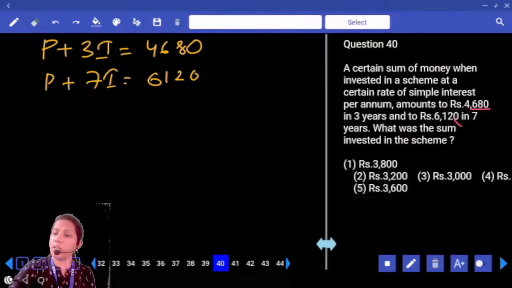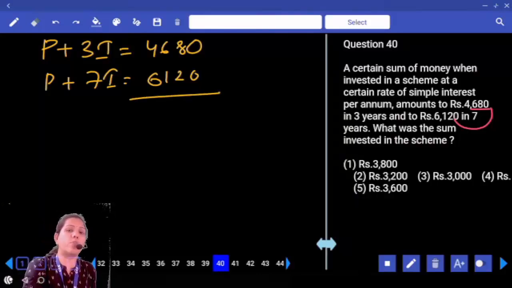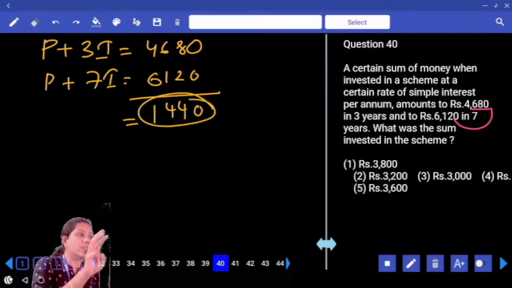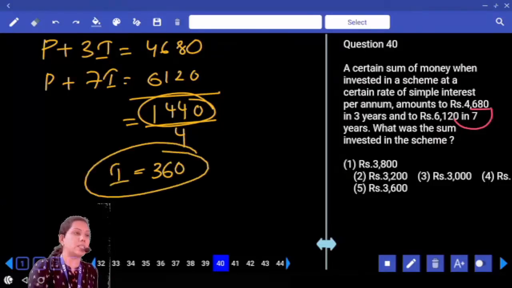What is the difference between these two? 4 years interest is the difference between 6120 and 4680. What is the difference between 6120 and 4680? 1440. 1440 is how many years interest? 4 years interest. So it is divided by 4. 1440 is 4 years interest. Then what is 1 year interest? 144 half value, 72 half value, 36. Then what is 1 year interest? 360 rupees. 1 year interest is equal to 360.